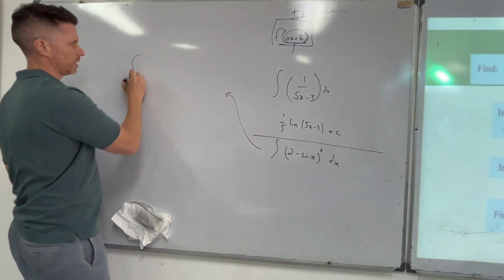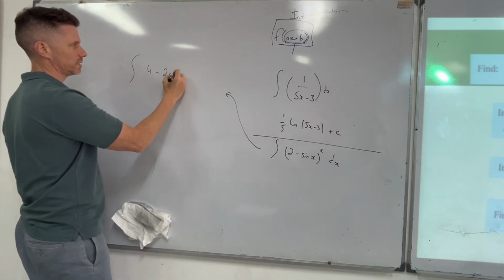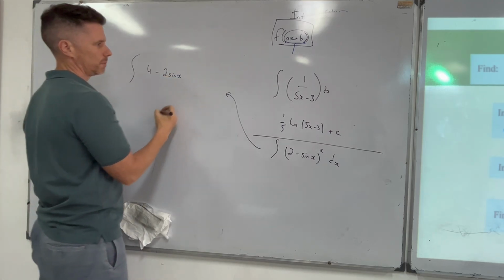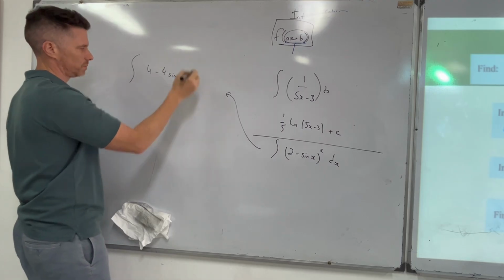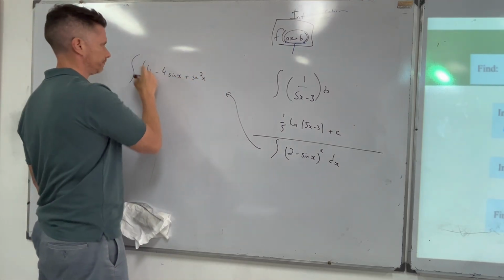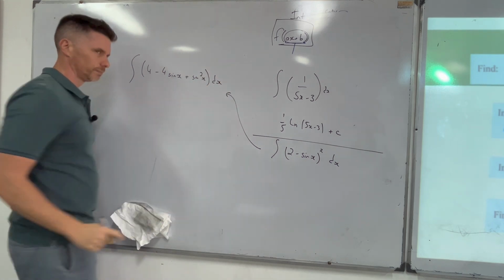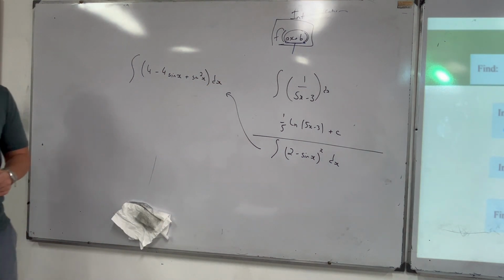Okay, so let's expand it and see. So that's going to be 4 minus 2 sine x, is it? Am I right? No, is it 4 sine x? Sorry, 2 and 2 again. Plus sine squared x. Uh-oh. Why am I saying uh-oh? Because it's not constant.